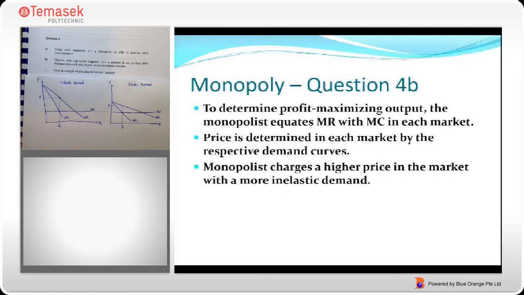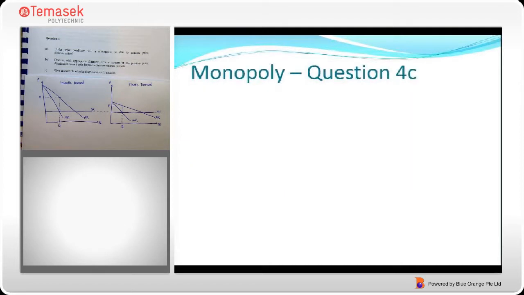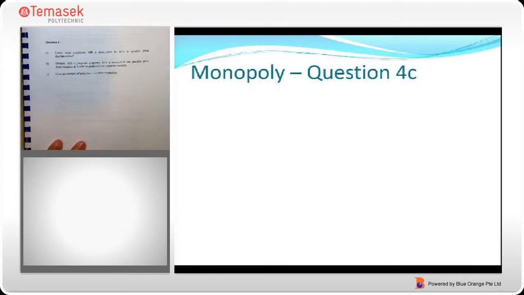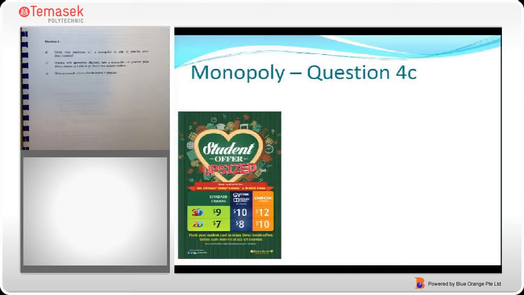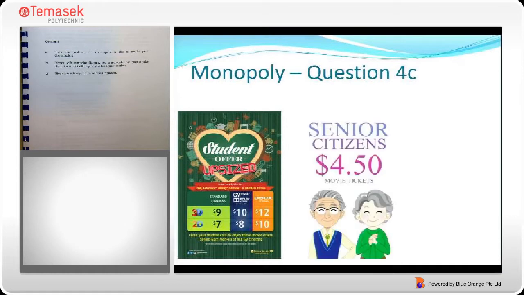Moving on to part 4c. 4c says to give an example of price discrimination in practice. So I've already mentioned a few examples earlier. Cinema tickets is one. You know that there are student prices for cinema tickets. Senior citizens also have senior citizen price movie tickets.